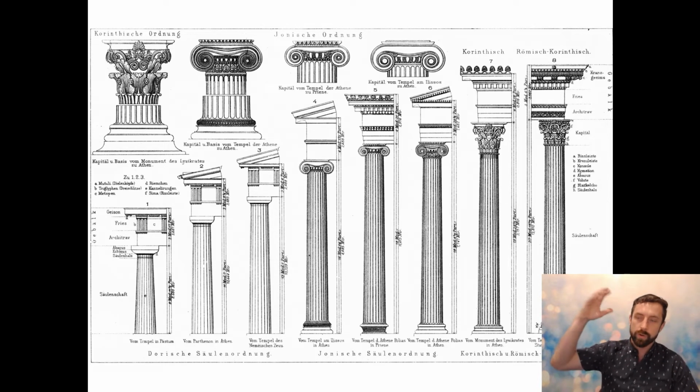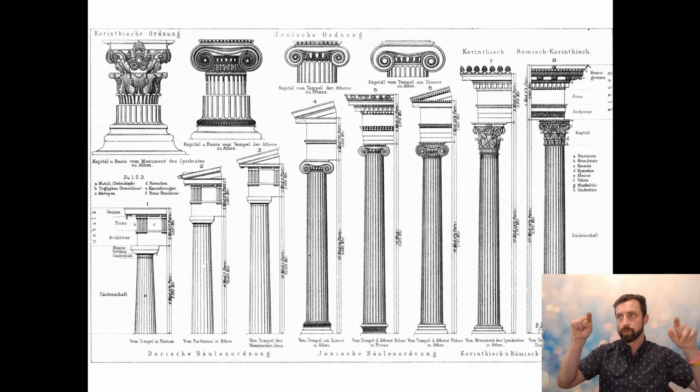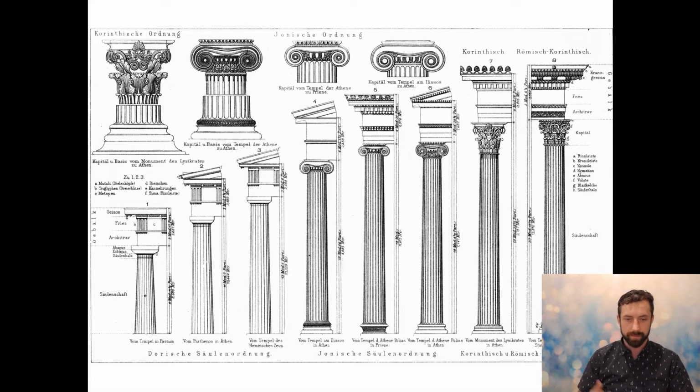And then there's one order that's higher, the highest, which is composite. And we see that on the top left here. It has the acanthus leaves, the very top left has the acanthus leaves, and then also scroll work. So it's kind of a combination of Ionic and Corinthian, and that we can see as composite, but you almost never see that.